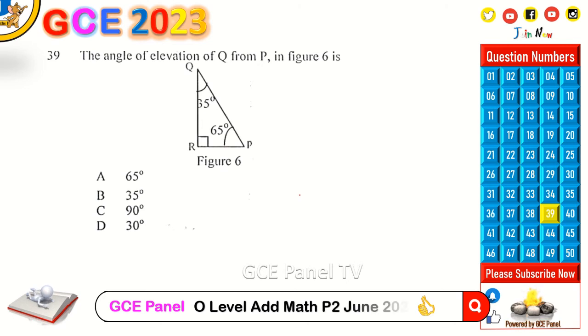Question 39. The angle of elevation of cure from P in figure 6. So this is our P. You have to raise your eyes like this through 65 degrees to see cure. So the angle of elevation is 65 degrees.